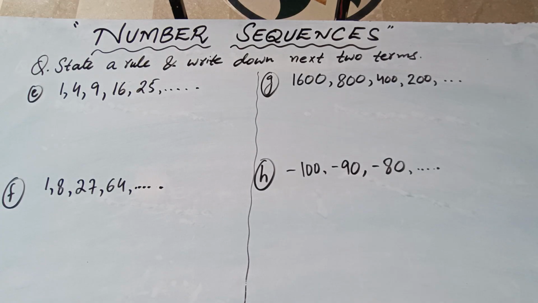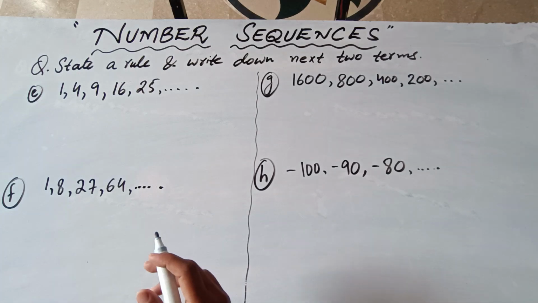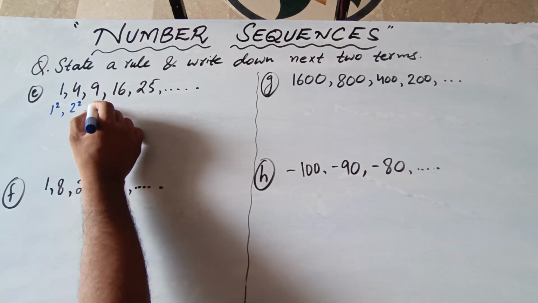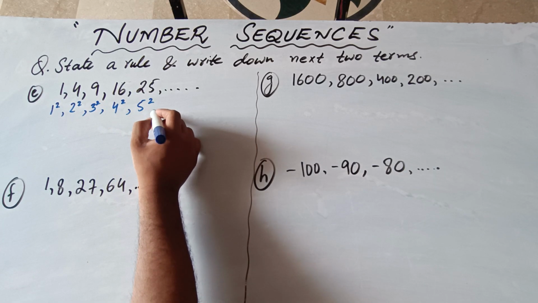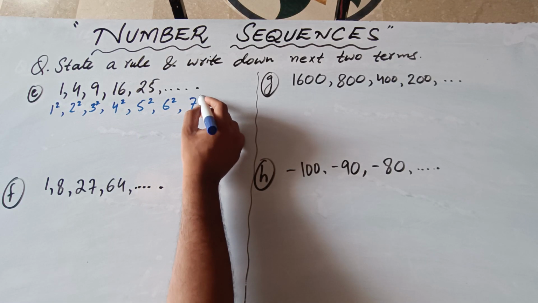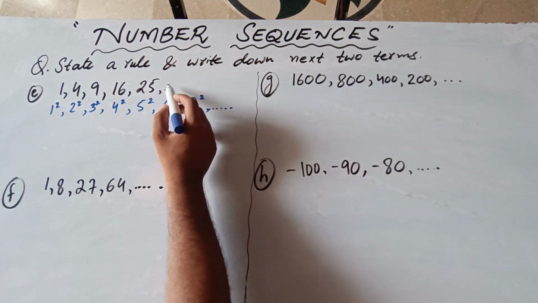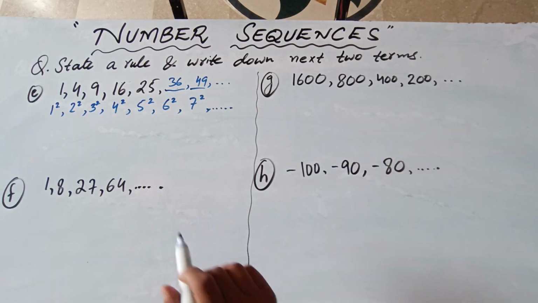So now think with a different perspective. We have to give the rule as well as write down the next two terms. In this particular sequence, if you look very carefully, these are the squares of natural numbers. Square of 5, then the next would be square of 6, which would be 36, then square of 7, which would be 49, and so on. So the next two terms would be 36, 49, and so on.